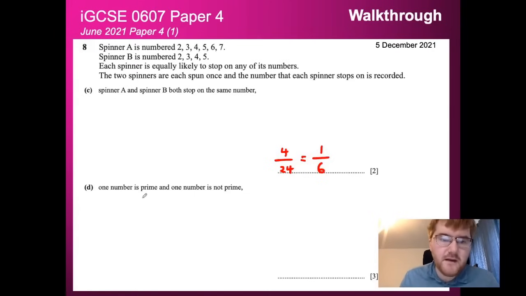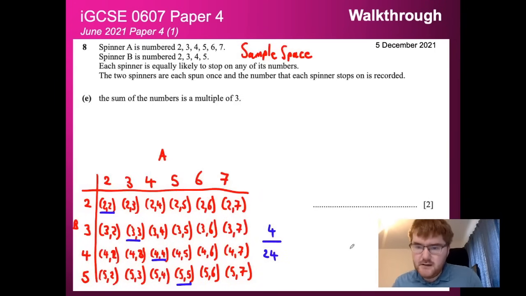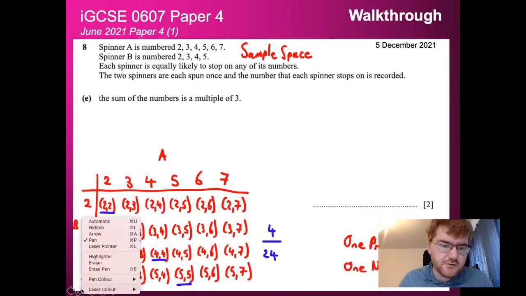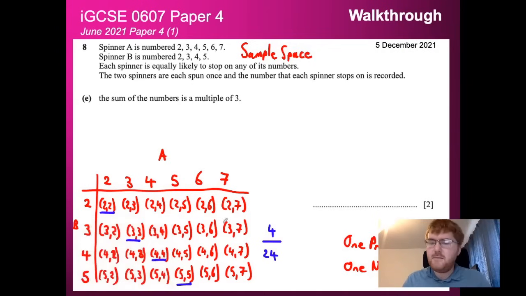Now, the next question is a bit trickier. One number is prime and one number is not prime. So this is what we're looking for: 1 prime, let me just write this over here, and 1 not prime. I'm going to choose a different color here, so I'm going to choose green. I'm going to go through and make sure there is 1 prime and 1 not prime. For example, the first one, they're both prime, so that doesn't work here.